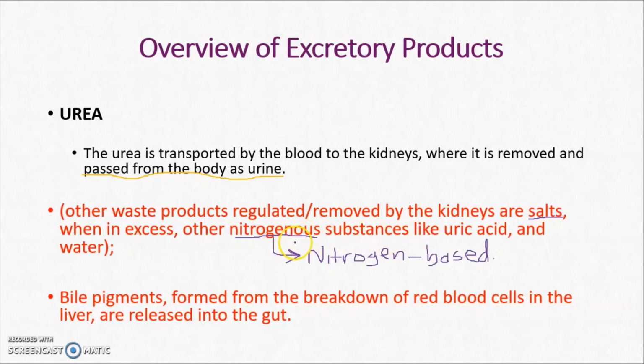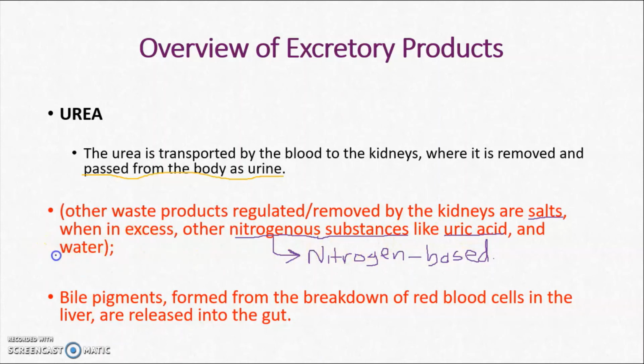And an example of such nitrogen based or nitrogenous substances is uric acid. And uric acid is actually the white spots that you tend to see in birds' feces. So these are uric acid. Humans tend to excrete urea in the form of urine or as part of urine. Birds excrete uric acid together with their feces.